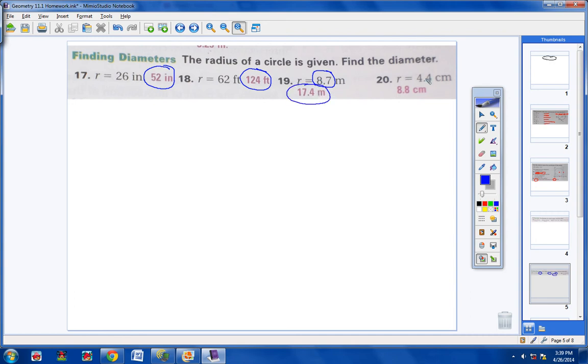And if you have a radius of 4.4, multiply that by 2 and the diameter will have to be 8.8. So that's really pretty simple, students. We're just simply taking a given radius, doubling it, and finding the diameter.